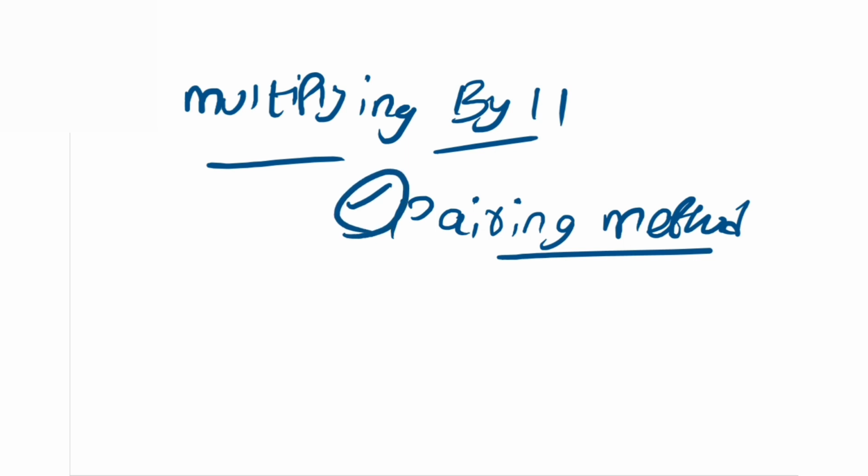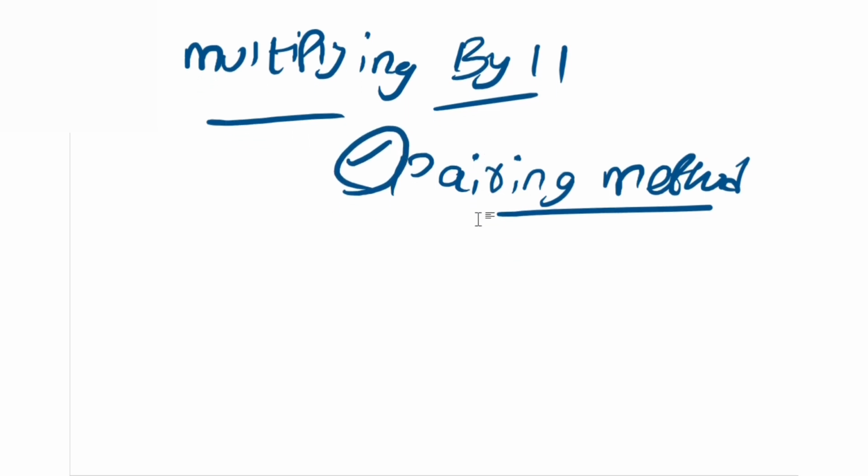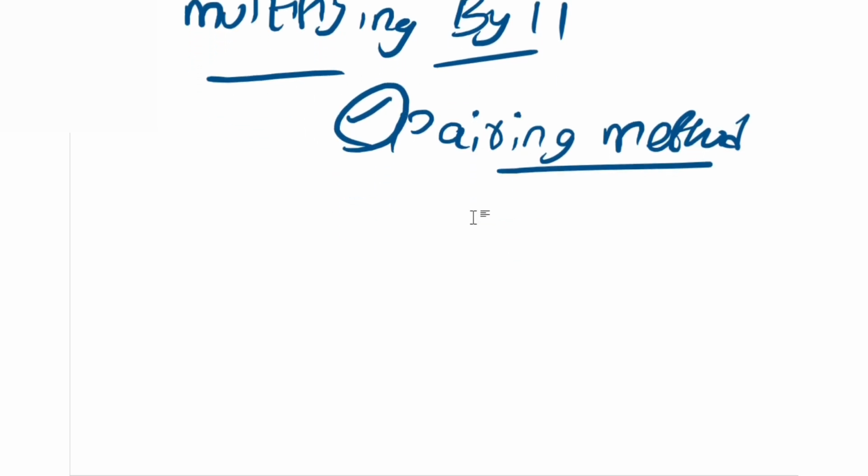For your information, I'm sharing this. Multiplying any number by 11 is commonly called the pairing method. So remember this simple word: pairing method. Say you are in a scenario to multiply 624 by 11. So how do you multiply this? I'm just telling you the pairing method over here.